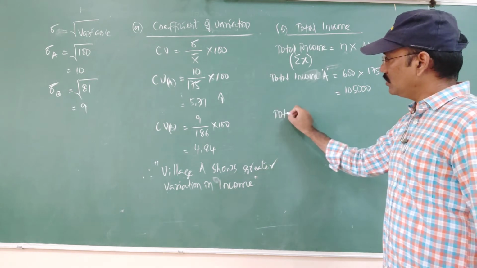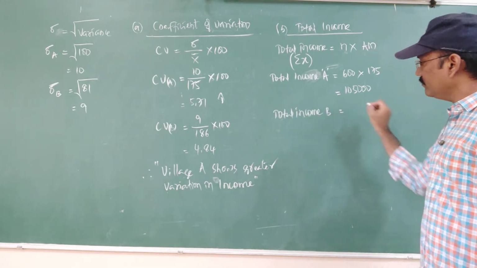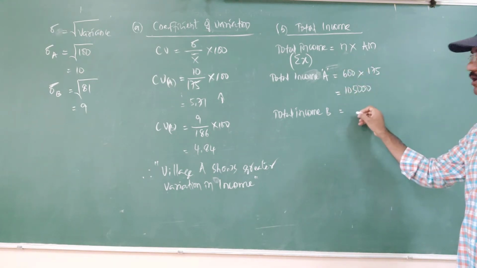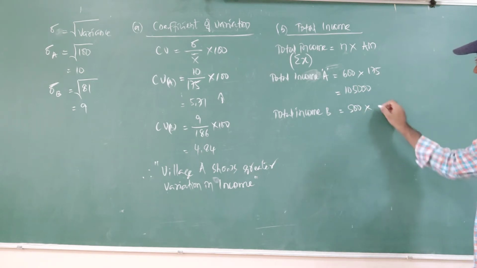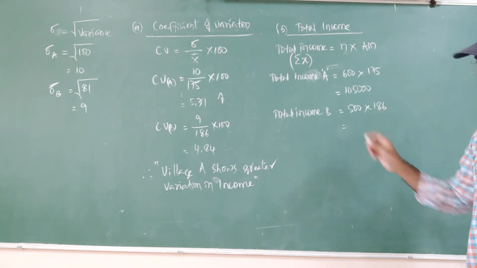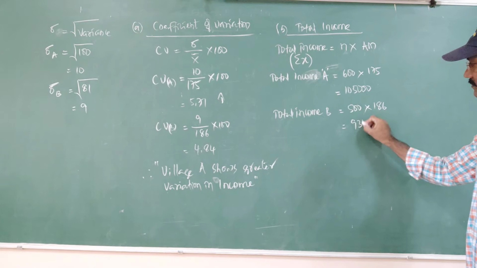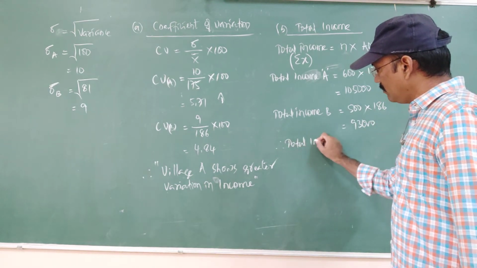Similarly, total income of B. Again, n is how much? Number of people in the question. 500 given. That is n. Then 186 is the mean. Multiply these two. 500 into 186. The value is 93,000.